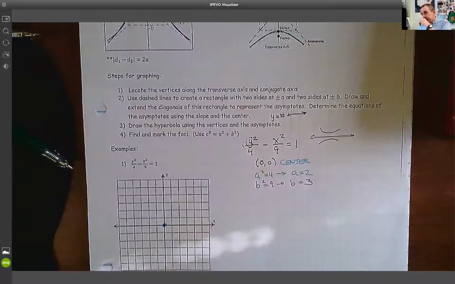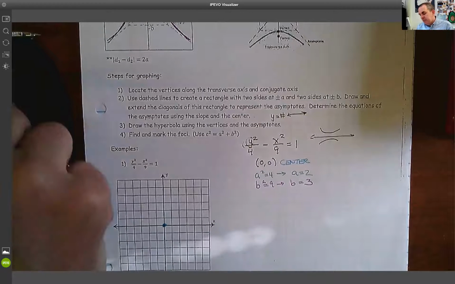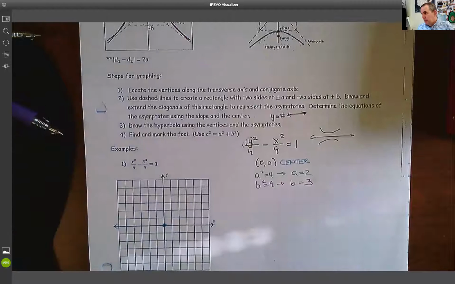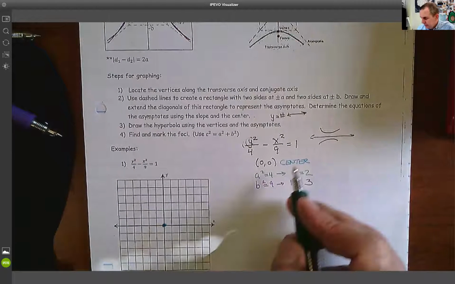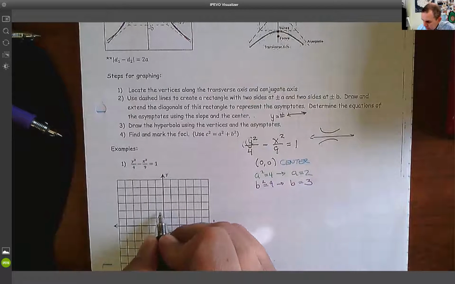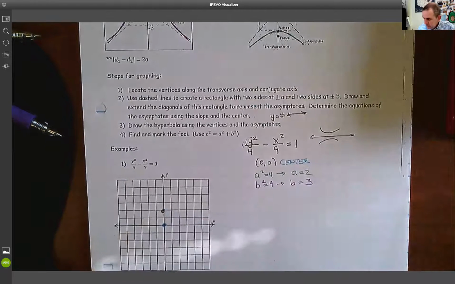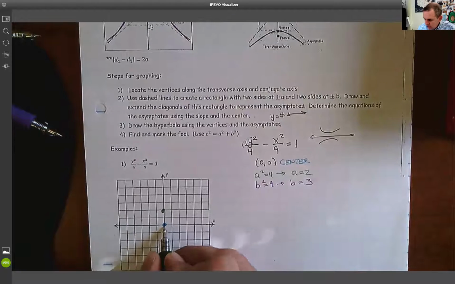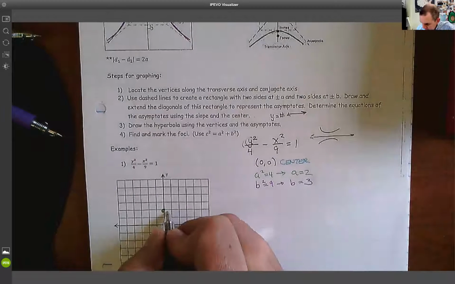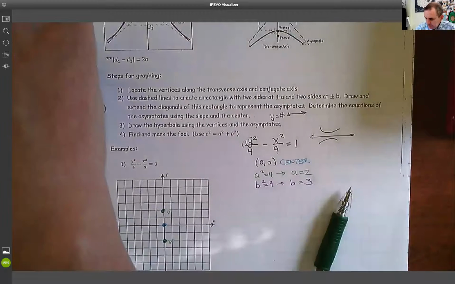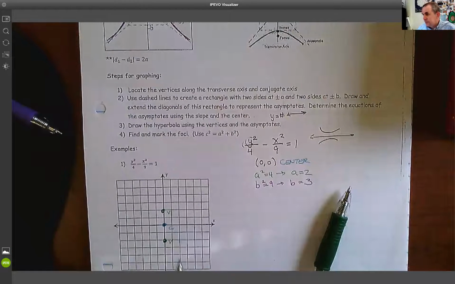Since we have a hyperbola that opens up and down, we're going to use this a to drive towards the vertex. So it's 2 spots, 1, 2, put a dot there. We're going to go from that same origin down 2. So these are going to be our 2 vertices. This is a vertex, this is a vertex, and this was the center, as we recall.